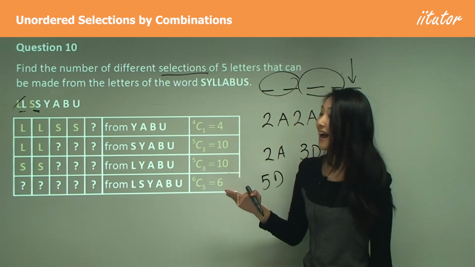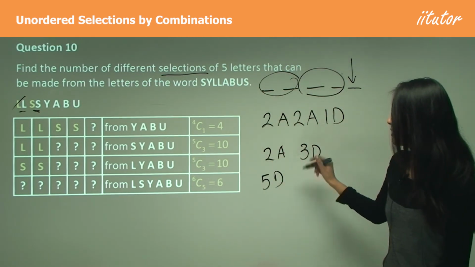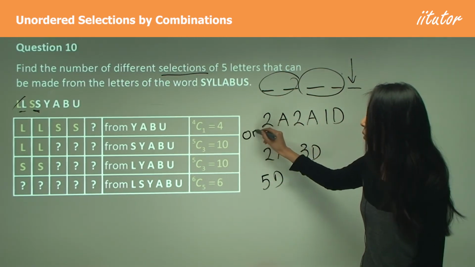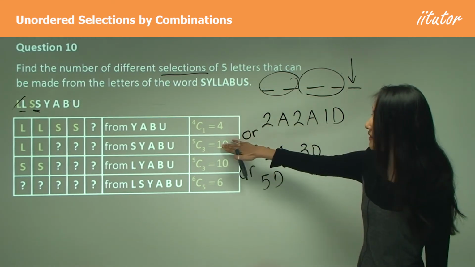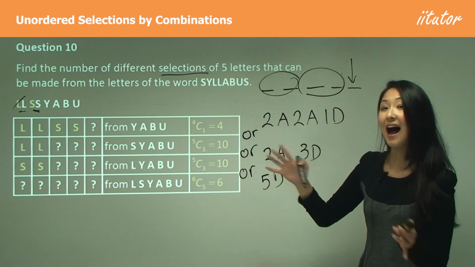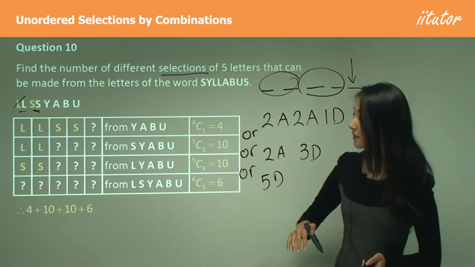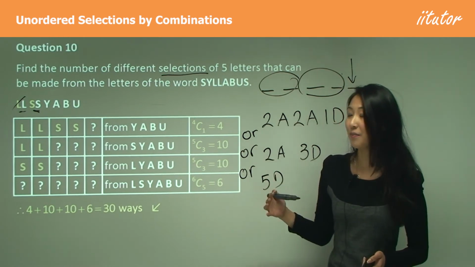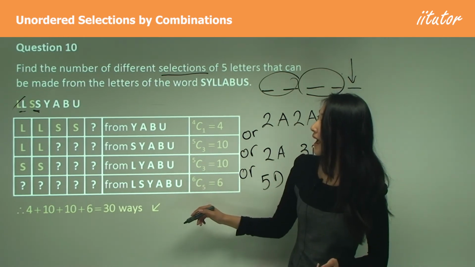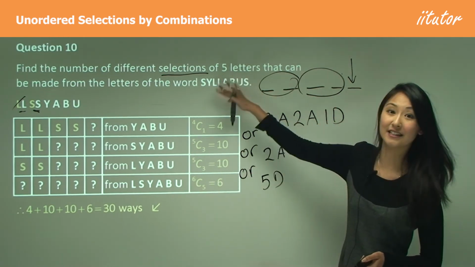Now, at the very start, I said it could be any of these options. So it could be this, or that, or that, or that. So because it's this, or this, or this, or this, I add it all together, so 4 plus 10 plus 10 plus 6, to tell me there's actually 30 ways of selecting 5 letters from here.